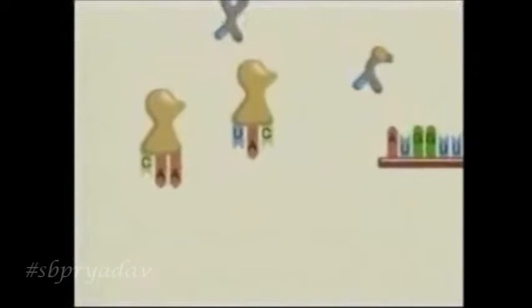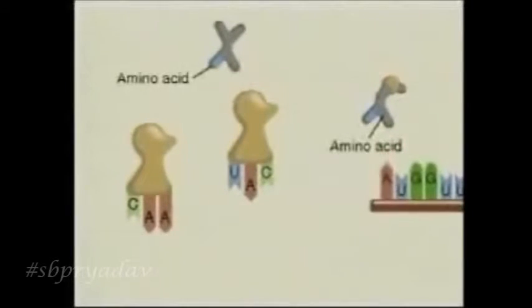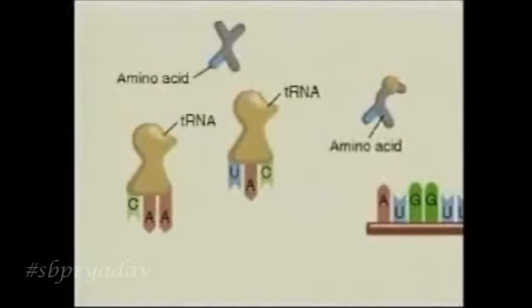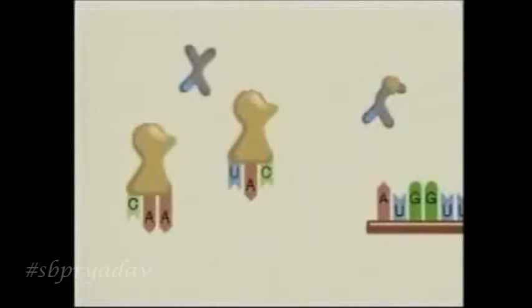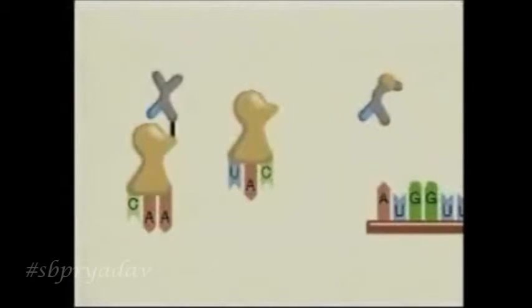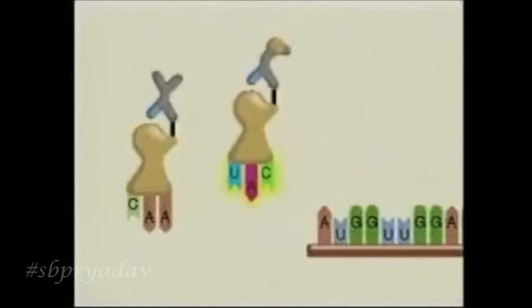Floating within the cytoplasm are amino acids and transfer RNAs, or tRNAs. Each kind of amino acid binds to one specific type of tRNA. Notice the 3-base region on the tRNA. It is complementary to a 3-base region on the mRNA. Each group of 3 bases on the mRNA is called a codon. The complementary 3-base sequence on the tRNA is called the anticodon.